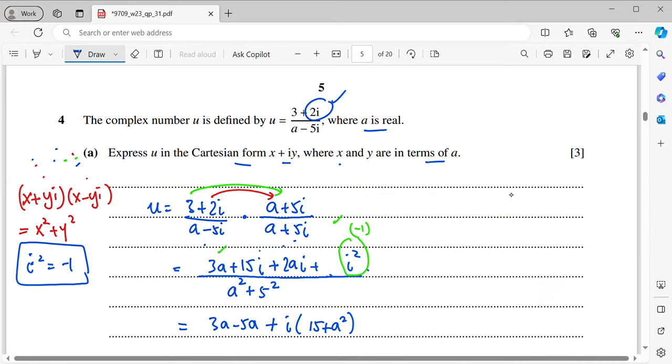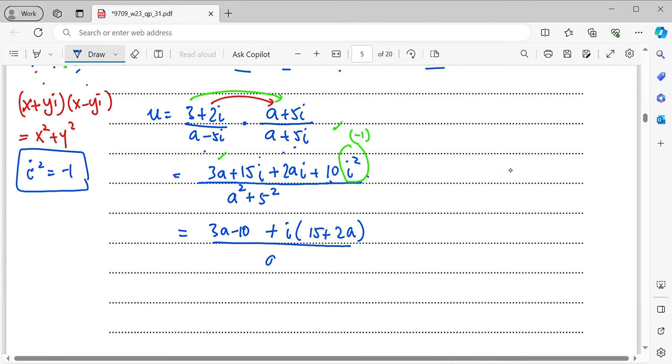Then 2i times 5i, it will be 10i squared. So from here, I will change. The last term will be minus 10, because i squared is minus 1. Then plus i, 15 plus 2a, then over a squared plus 25. And now we simplify.